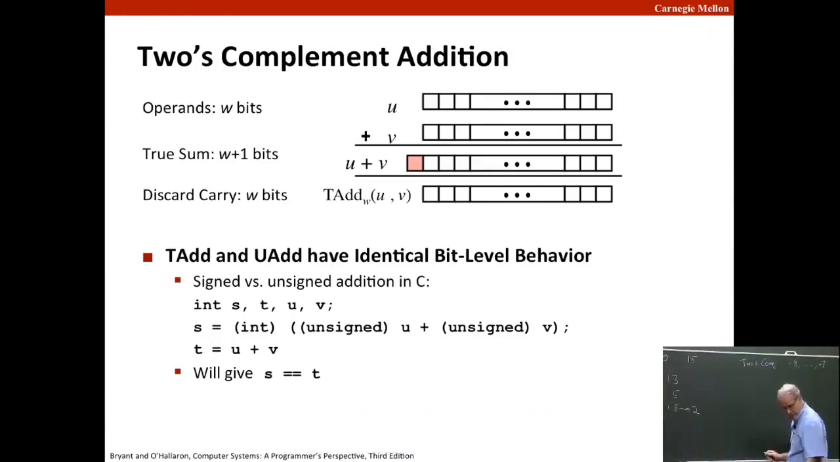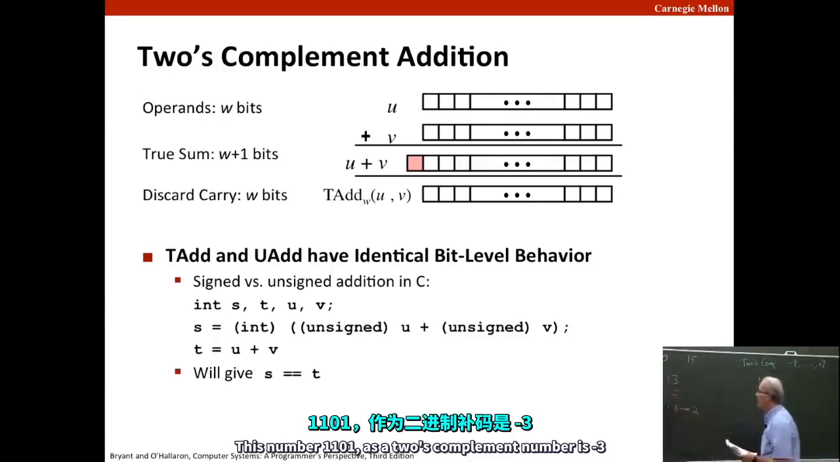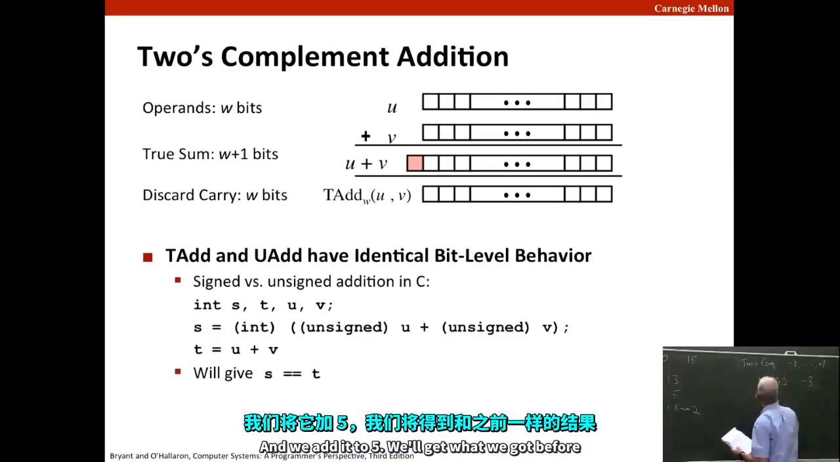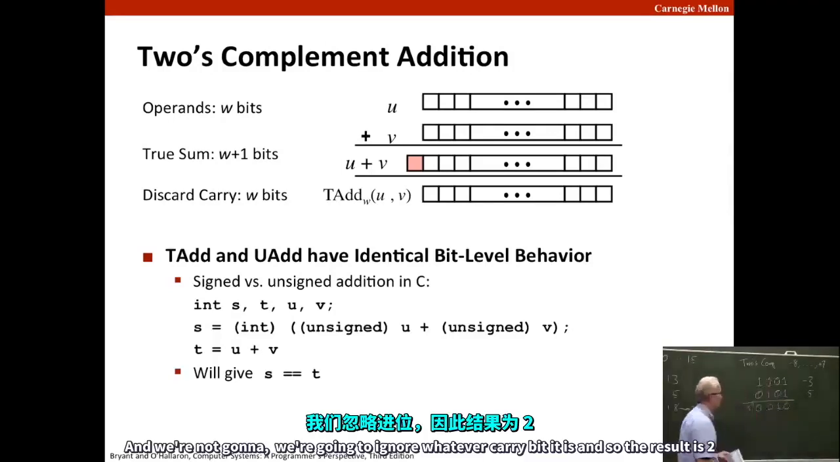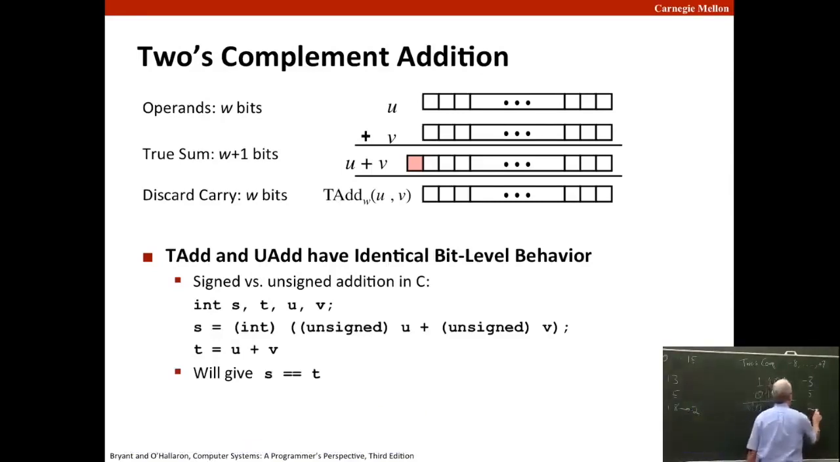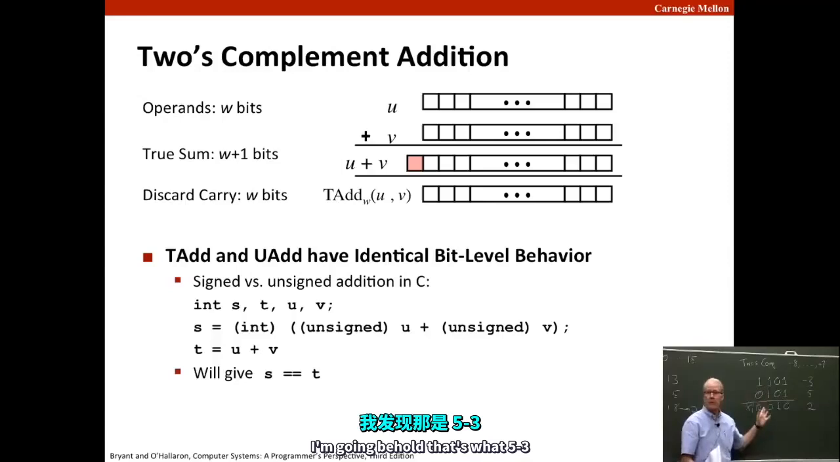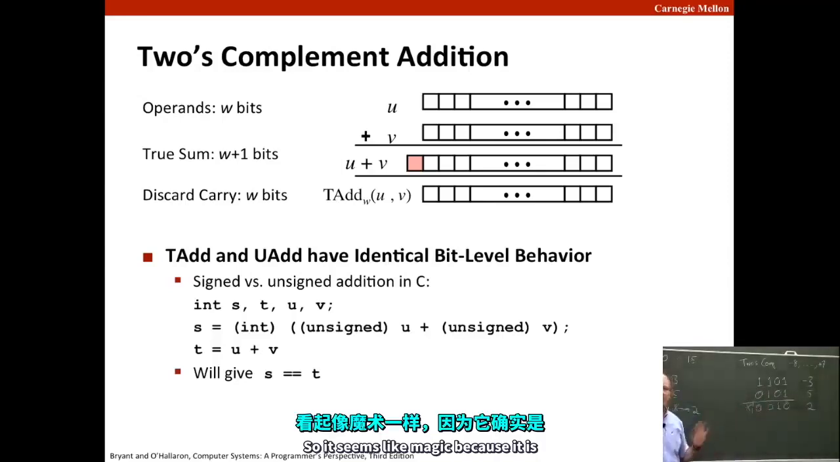If we took this number, 1101, as a 2's complement number, it is minus 3. And we add it to 5, we'll get what we got before. And we're going to ignore whatever carry bit it is, and so the result is 2. And lo and behold, that's what 5 minus 3 is. So it seems like magic because it is.